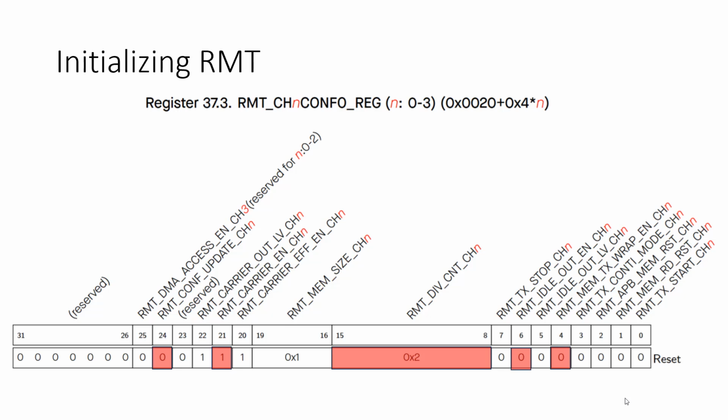And then finally, I'm going to come back to this one, RMT config update. So this one you're supposed to write to 1 whenever you make a change, right? So I think you have to write this last, right? So whenever you make a change to this register, you want to set this bit to 1 in order to register your changes. Is that right? Yeah. So you want to do this one last. Okay?